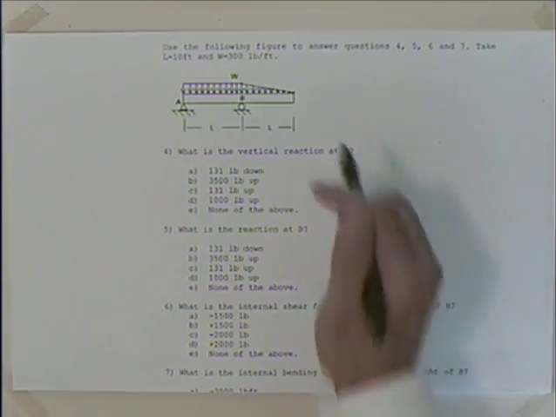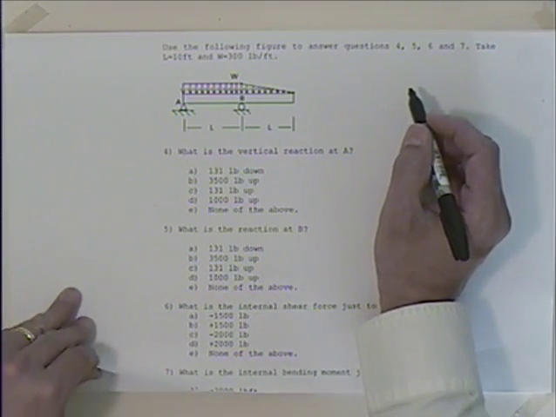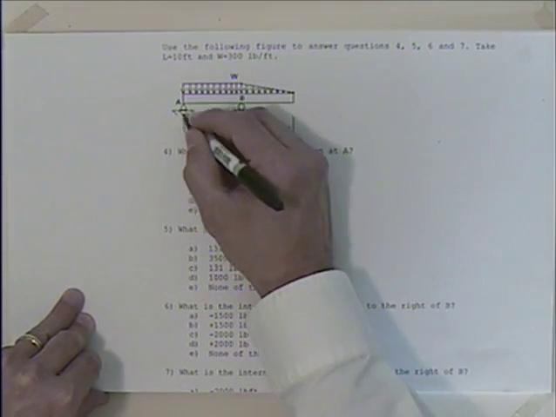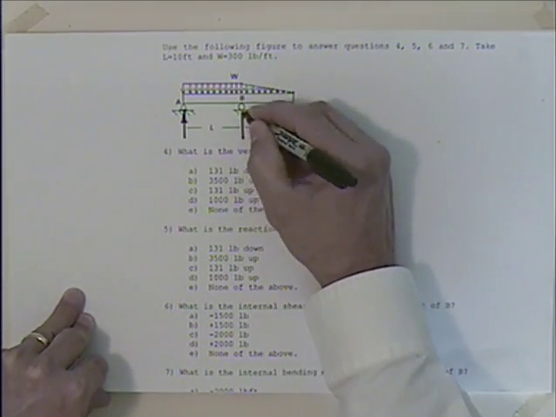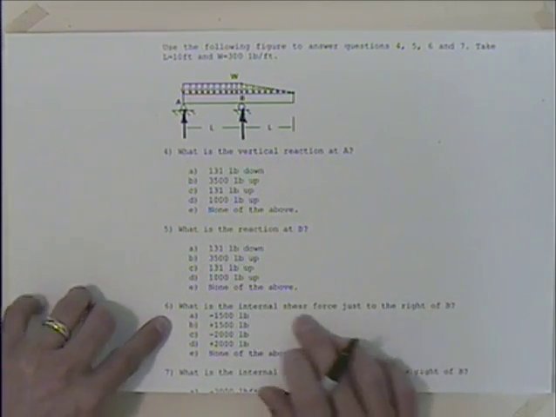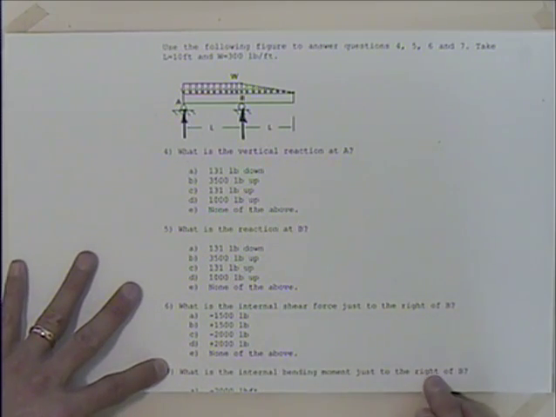Well, the next problem says to use the following figure to answer questions 4, 5, 6, and 7. And what are 4, 5, 6, and 7 about? 4 is we'd like the vertical reaction at A, so we're looking for that. What is the reaction at B? There's only one reaction at B, so we're looking for that one. What's the internal shear just to the right of B, and what's the internal bending just to the right of B?